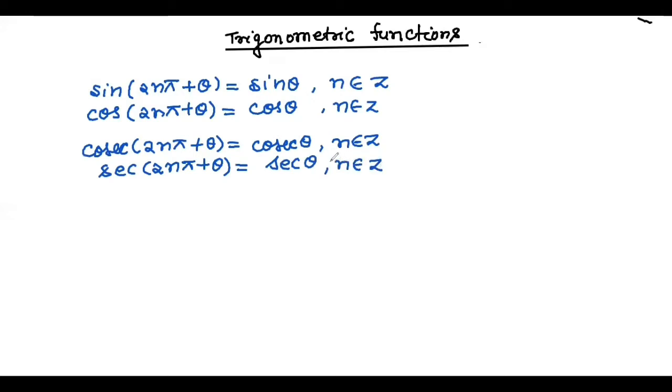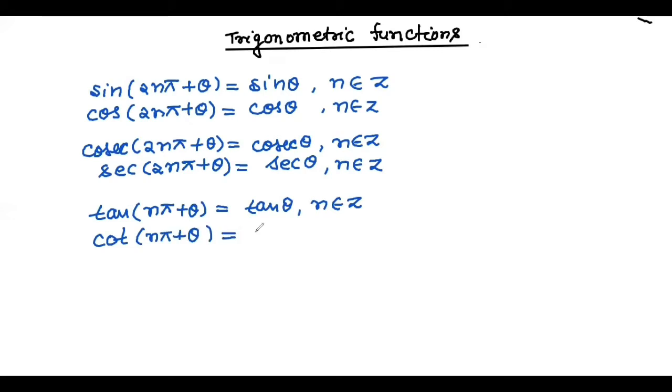But tan theta and cot theta are periodic, each with period pi. Means after pi, the value repeats in tan theta and cot theta. So we can write tan of n pi plus theta equals tan theta, where n belongs to integers, and cot of n pi plus theta equals cot theta, where n belongs to integers. So these are important values. You have to remember them for solving questions.